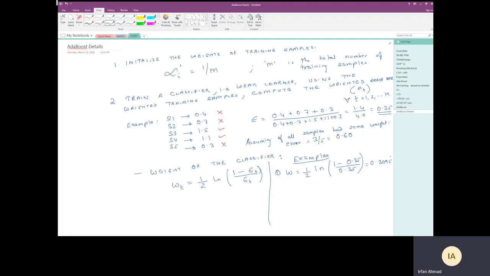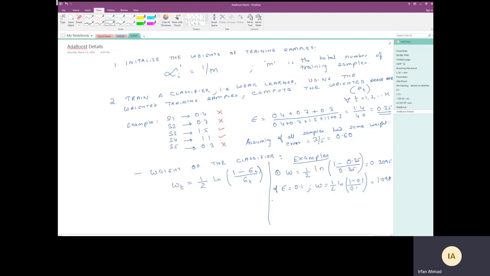Let's try to understand more intuition behind it. Assume the error rate of a classifier was 0.1, in the sense that its weighted accuracy was 0.9. Then the weight is half log of (1 minus 0.1) over 0.1, which is half log 9, which is about 1.098. So you can see that if the error rate goes down, the weight of the classifier increases.